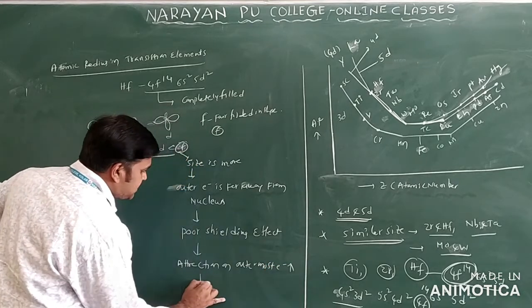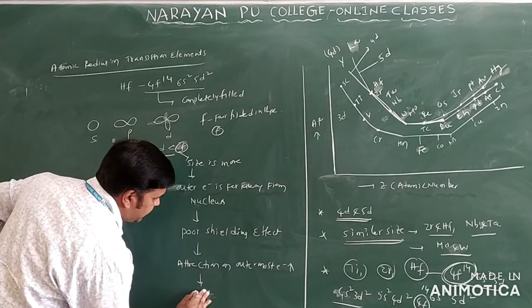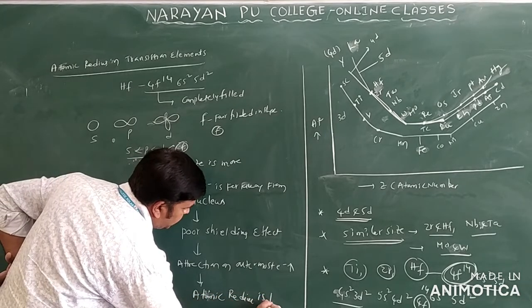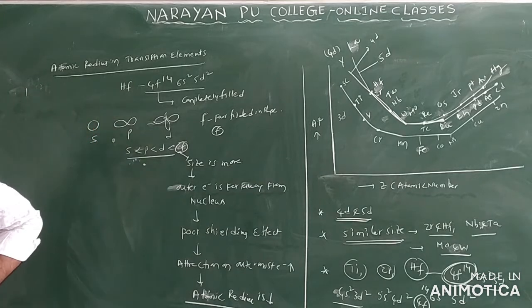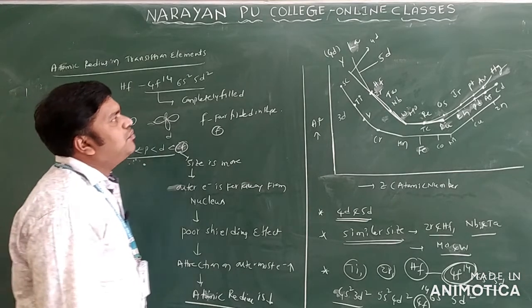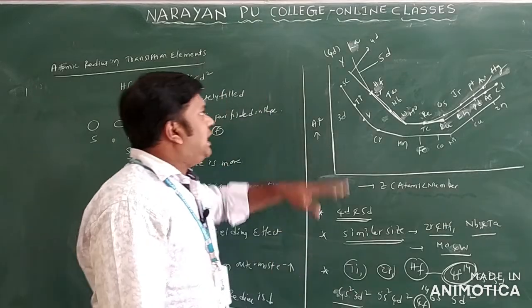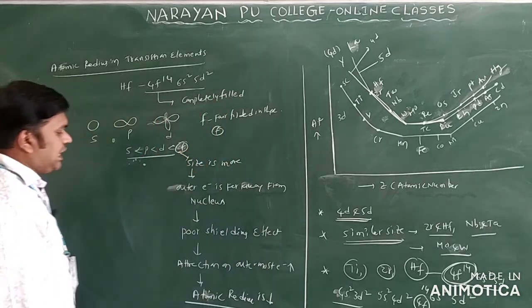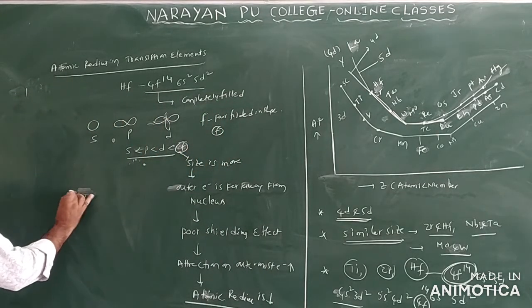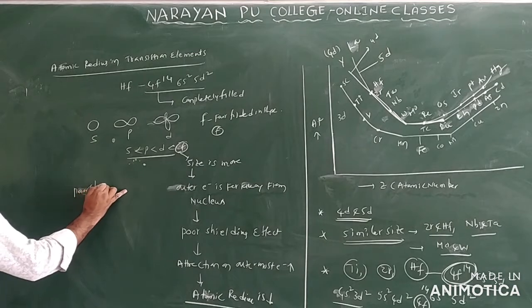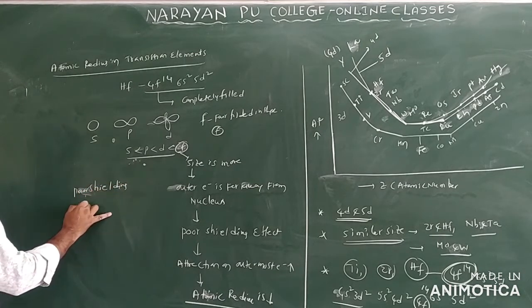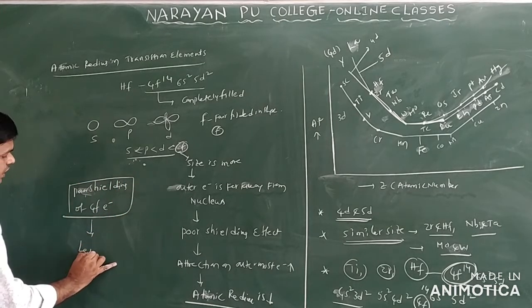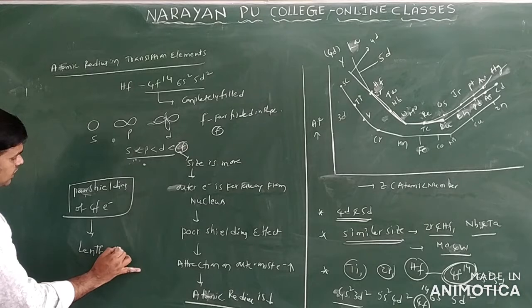If attractions are increased, then the atomic radius decreases only. So generally, the decrease in the atomic radius from cerium to lutetium is called lanthanoid contraction only. That lanthanoid contraction is due to poor shielding of 4f electrons only. That you can say in the form of lanthanoid contraction only.